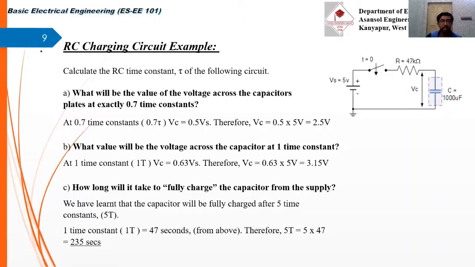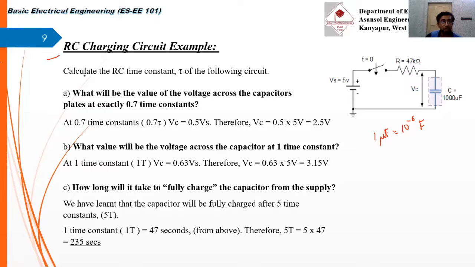Now some example. Calculate the RC time constant tau of the following circuit. One circuit is given where R value is 47 kilo ohm and C value is 1000 microfarad. What is 1 microfarad? 1 microfarad means 10 to the power minus 6 farad. Okay, remember this one, 10 to the power minus 6 farad. That means 1000 microfarad, 10 to the power 3. This will be multiplied. Okay.